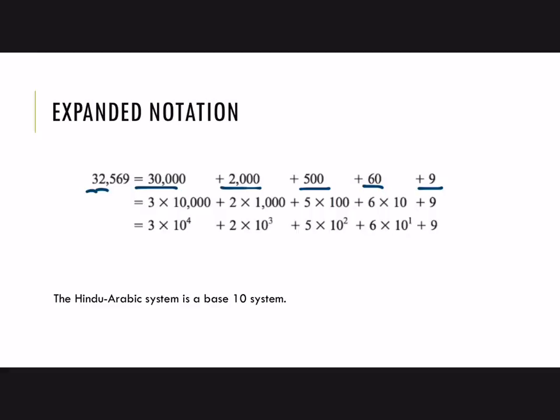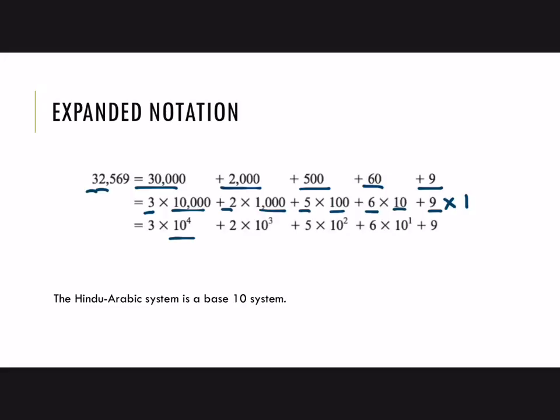Then we separate out the multiplier from the power of 10. So this is 3 times 10,000, 2 times 1,000, 5 times 100, 6 times 10, and 9. We don't usually write times 1, but you could if you wanted to. And then finally, the last step to make this truly expanded form, we want to emphasize the fact that these are all powers of 10, so we write them with tens and exponents instead.